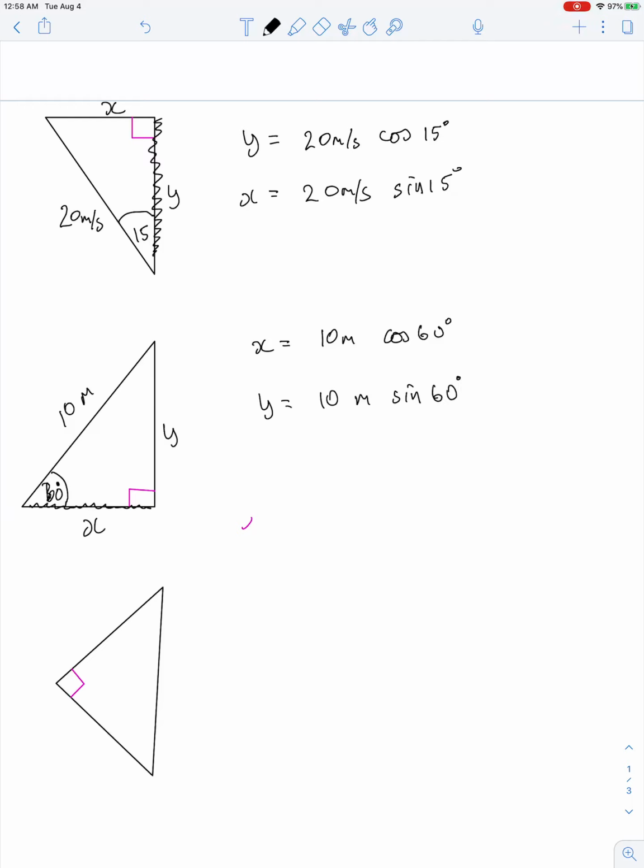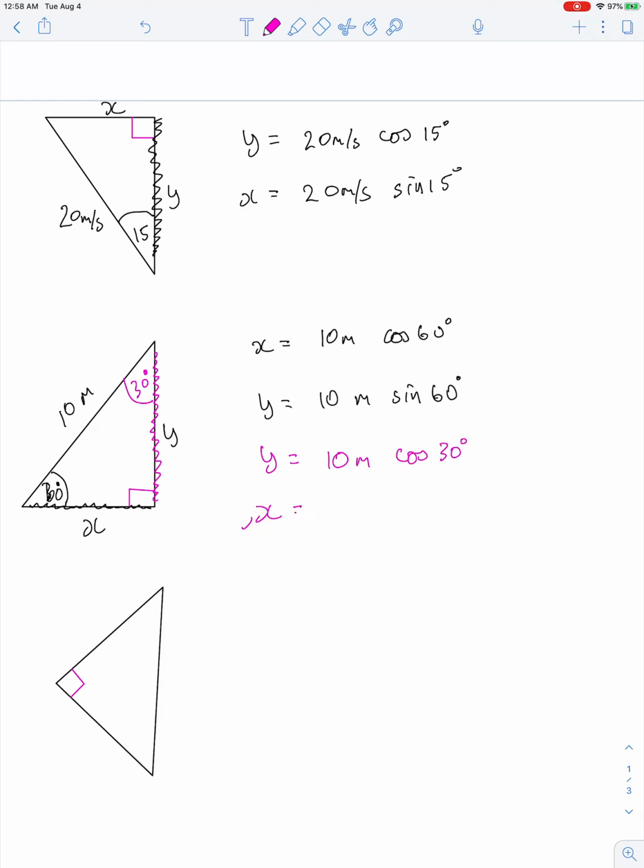Sweet. Now, the cool thing about this is that you can pick whatever angle you want. So let's say you don't want to work with that 60 down there and you want to work with the angle at the top here. So this is 30 degrees, right? Because 60 and 30 gives you 90. So once again, I have to check which one is my adjacent. In this particular case, this side is my adjacent, Y. So if I'm using that top angle, then Y would be equal to 10 meters cosine of 30 degrees.